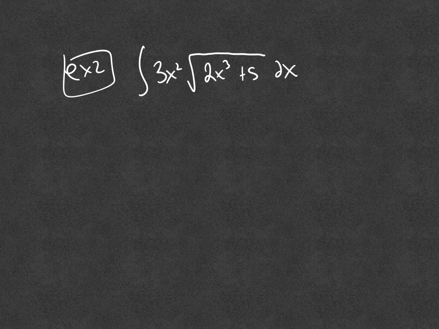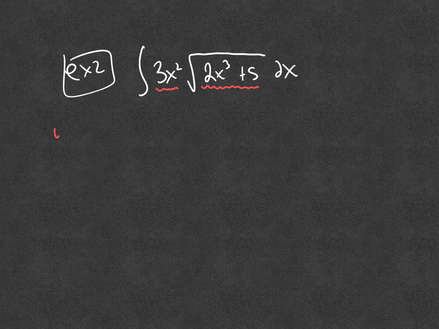All right, example 2. Again, we're looking for this idea of some inside function and then its derivative, or a version of it, written on the outside. So here I have on the inside 2x cubed plus 5, and its derivative is 6x squared. Well, this says 3x squared, but that's pretty close. It's x squared. That's what's going to be the most important, that it's the same degree or type of function.